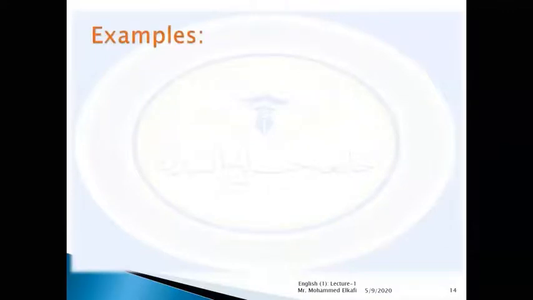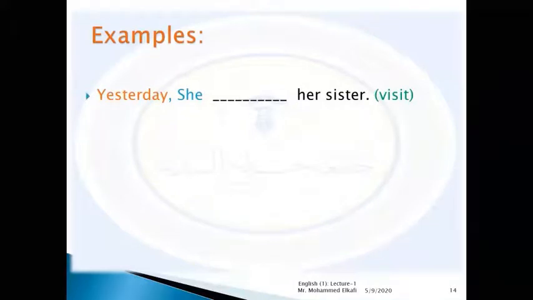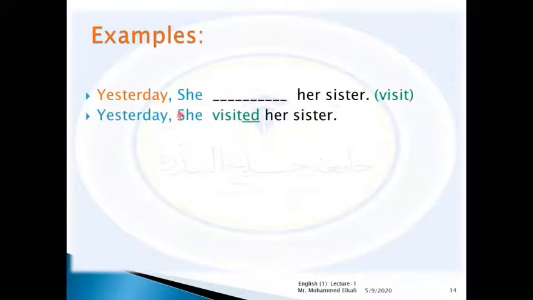So let's think of some examples. Yesterday, she visit her sister. The first, we can know the adverb of time, yesterday. Then we should think of what? The subject, she. When we say yesterday, that means we should add what? Ed to the verb. So she plus verb plus ed. She plus visit plus ed. So we should say she visited her sister. Yesterday, she visited her sister.